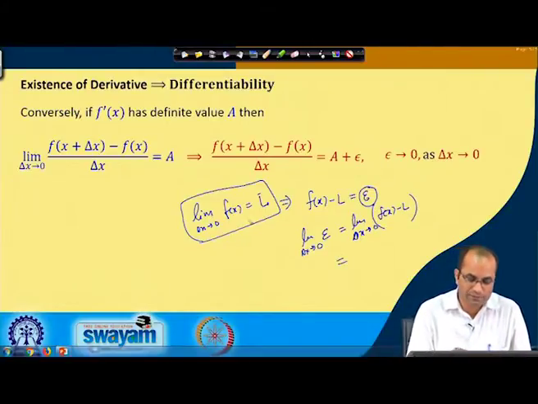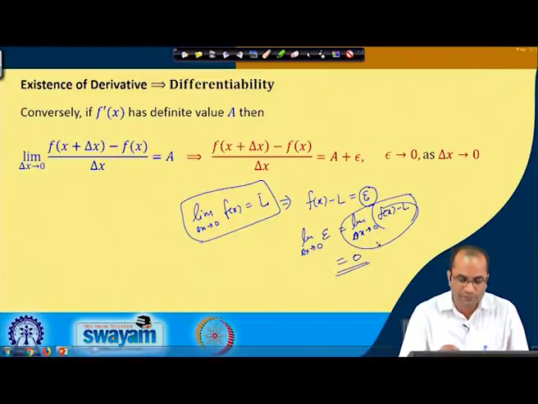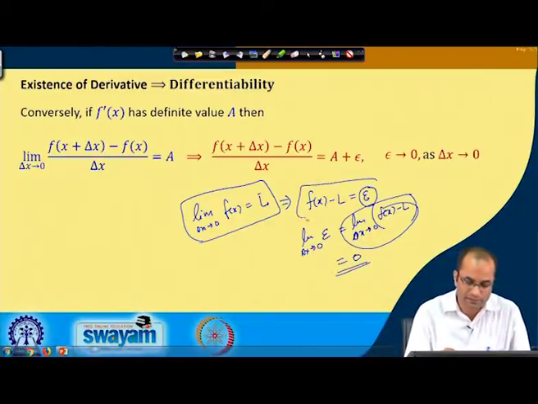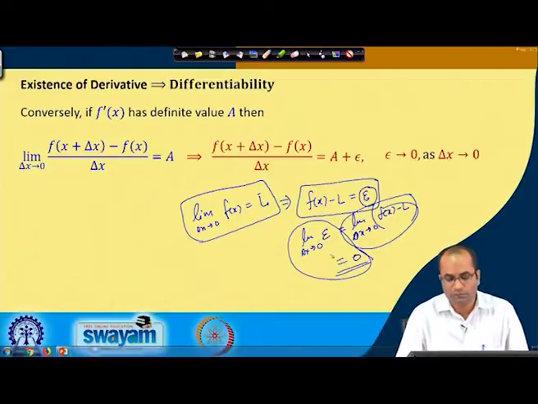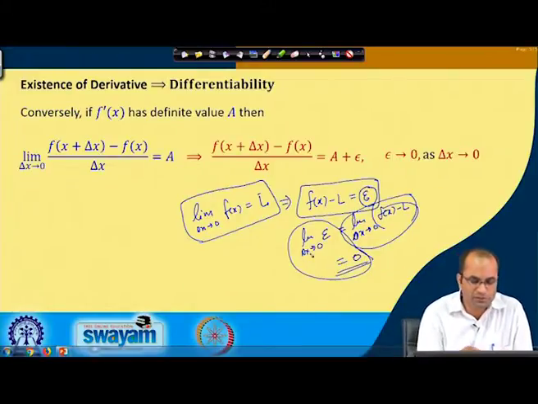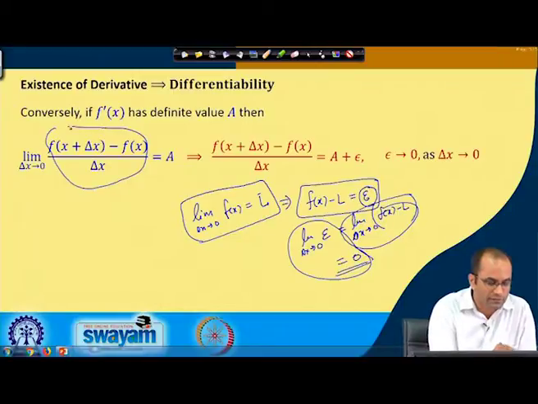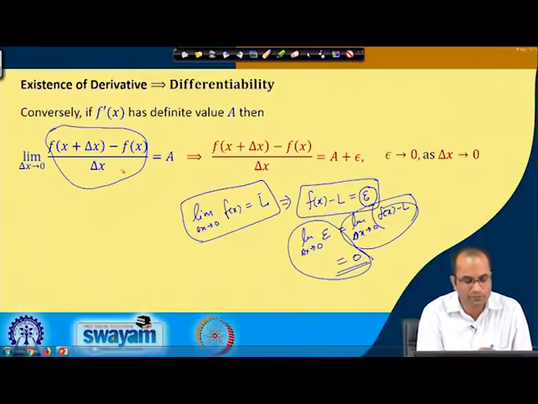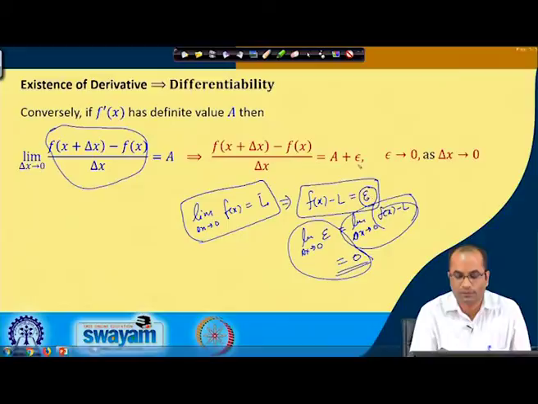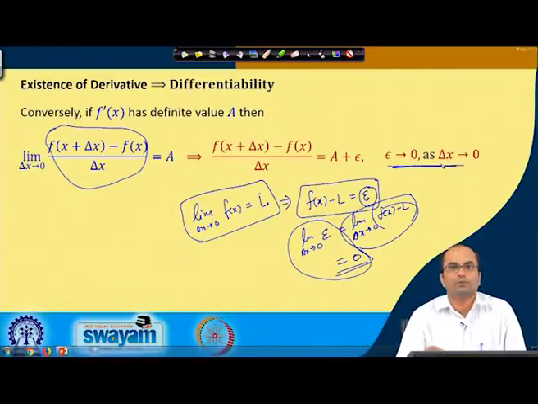So, since the limit of f(x) goes to L, this will go to 0. If we write down this expression for epsilon as f(x) minus L, then this epsilon must have the property that epsilon goes to 0 as delta x goes to 0. We have a similar situation here: the limit as delta x goes to 0 of this quotient is given as A. So we can write the quotient f(x plus delta x) minus f(x) over delta x as A plus epsilon, where A is the value of the limit, which was L there, and epsilon goes to 0 as delta x goes to 0.